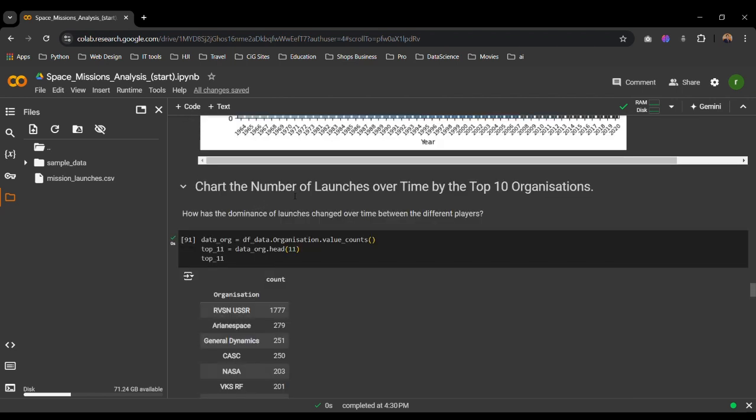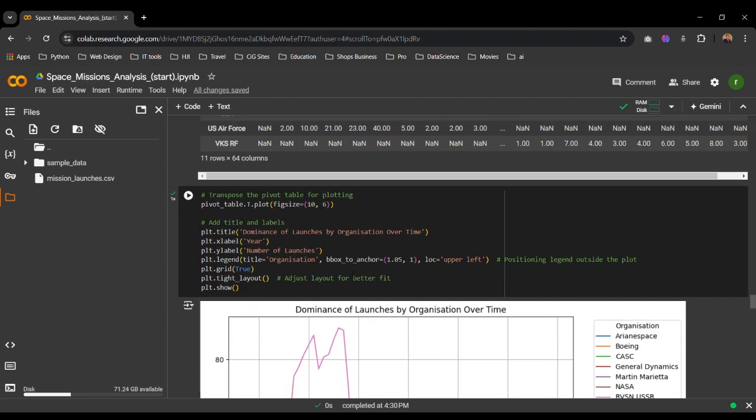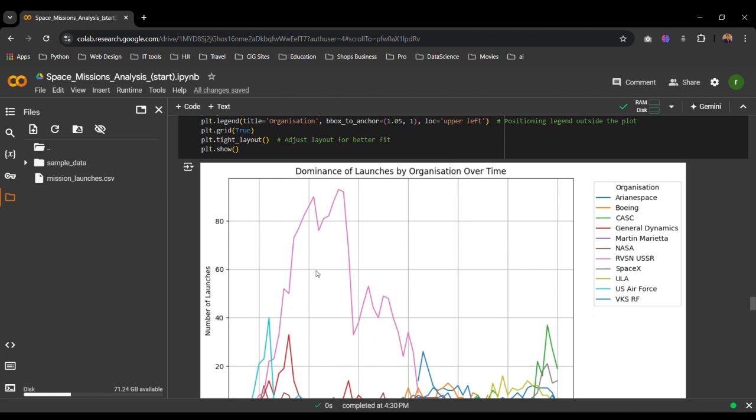We chart the number of launches over time by the top 10 organizations. Originally, we did the top 10 organizations, but somehow my favorite one, SpaceX, did not make it to the top 10. So we revised the selection to top 11, and somehow SpaceX made it to top 11. But I think if our data is until 2023 or 2024, probably SpaceX will go at the higher rank. And we plot our data, and this is the result.